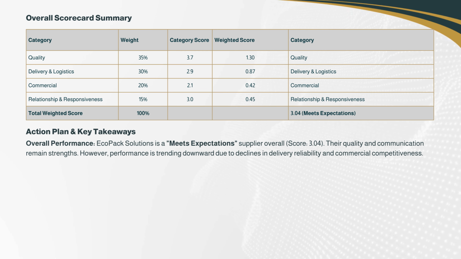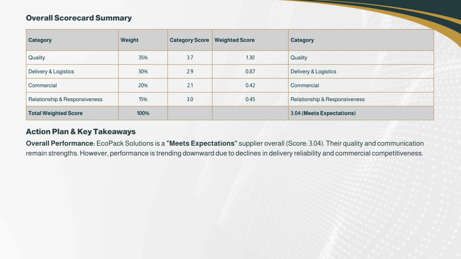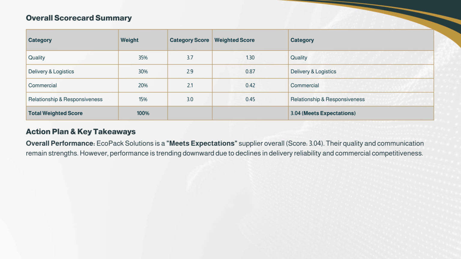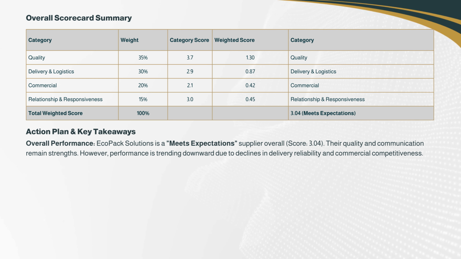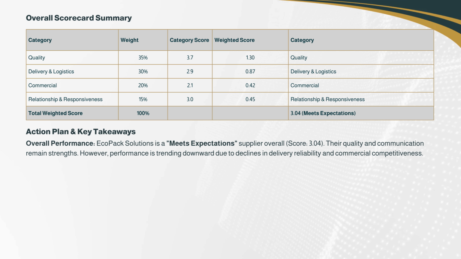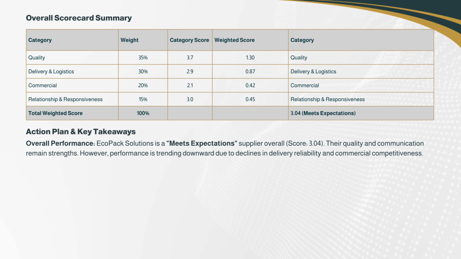Overall performance. EcoPack Solutions is a supplier that meets expectations, overall score 3.04. Their quality and communication remain strengths. However, performance is trending downward due to declines in delivery reliability and commercial competitiveness.